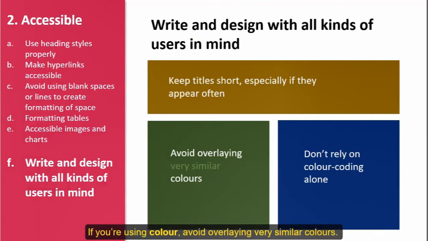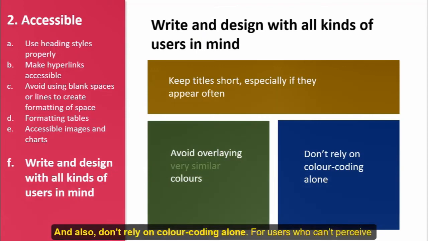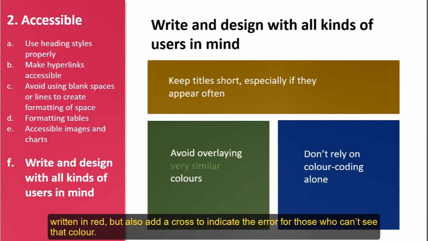If you're using colour, avoid overlaying very similar colours. Contrast makes text easier to read for everybody, especially those with visual impairments. And also, don't rely on colour coding alone. For users who can't perceive colour, make sure that information is conveyed in multiple ways, not just through colour of the text. For example, an error message might typically be written in red, but also add a cross to indicate the error for those who can't see that colour.